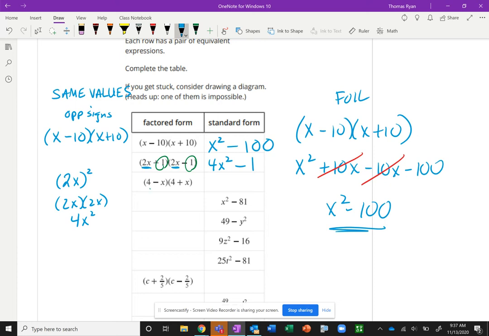Okay, same thing. First value is a 4. 4 squared is 16. Second value is an x. x squared is x squared, minus in between.